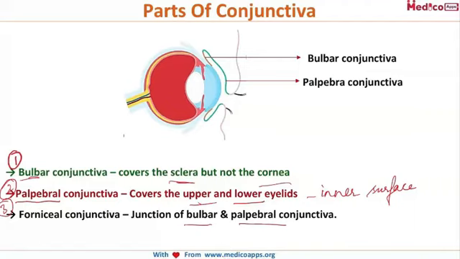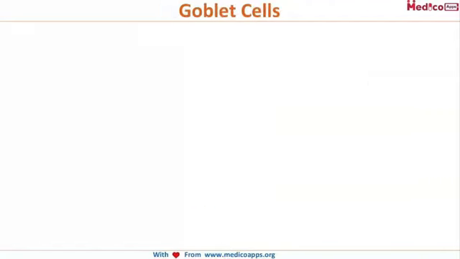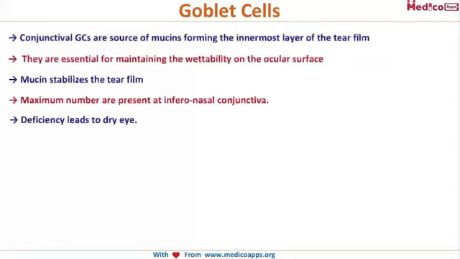Now, an important constituent of conjunctiva is the goblet cells. These are the main source of mucin for forming the tear film. We know that one of the layers of tear film is made up of mucin, and these goblet cells secrete the mucin. This can be a question. Please remember, goblet cells secrete mucins. They're essential for maintaining the wettability of the ocular surface. That is for the stability of the tear film.